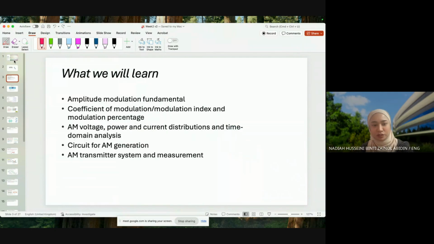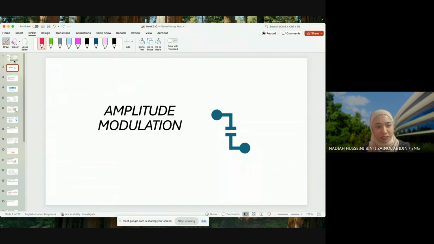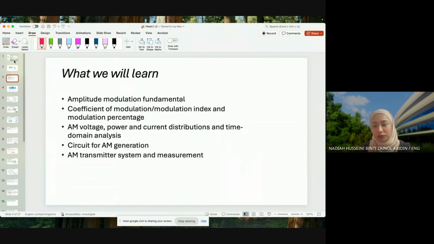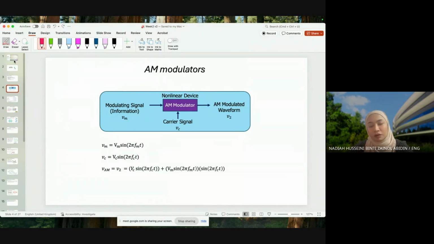Alright, so we are going to continue on amplitude modulation. As usual, I am recording this class. You can go back to it. I have already shared the slides. If you have any questions at any point of the lecture, please feel free to interrupt as usual, okay? So, a recap on AM modulators.